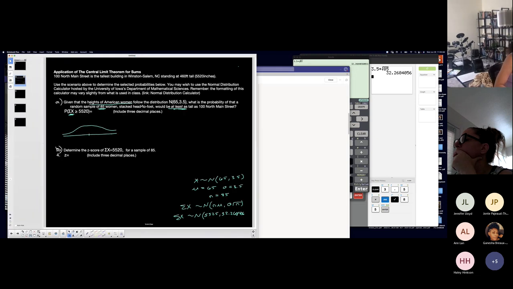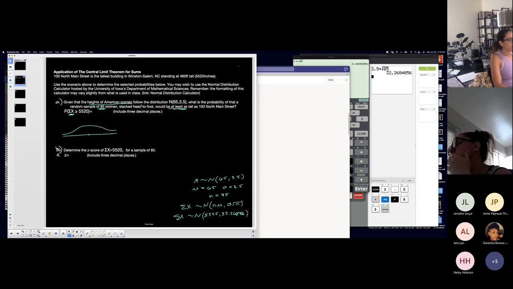Well, we are stacking these women head to foot. So we're basically adding them together, right? We're totaling them. We're adding a bunch of women, 85 women, a sample of 85. Stacking them up. And we want to know the probability that that stack altogether, total, would be at least as tall as the North Carolina thing, which is this 5520. That's why they use 5520.